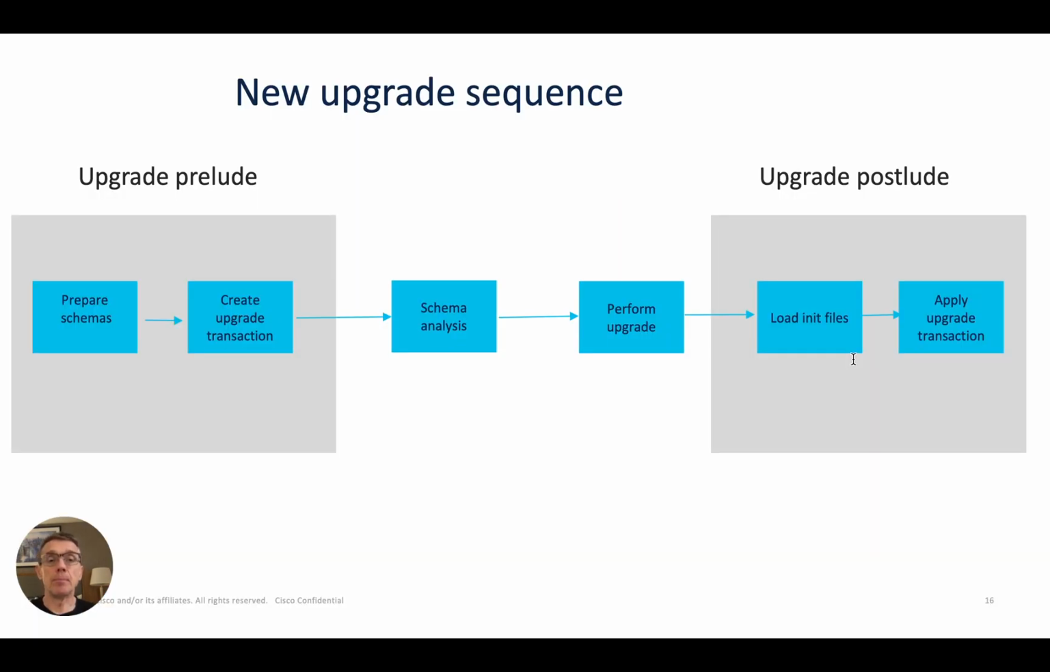Here is an outline of the new upgrade sequence. A new schema analysis stage is inserted just before the perform upgrade stage. The goal is to improve the analysis of the schema changes, thereby reducing the amount of upgrade work and using pruning more effectively.